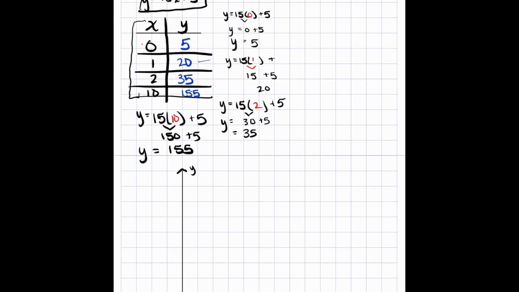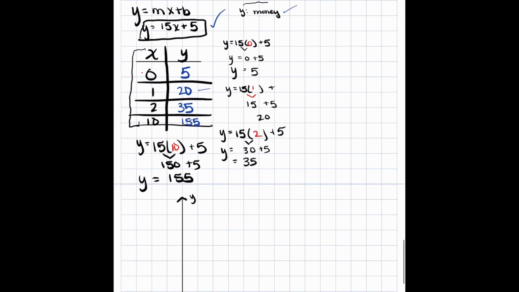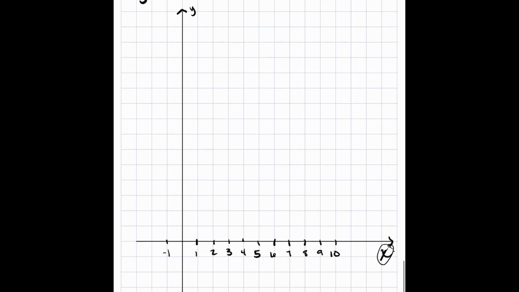Looking at my y's, 5, 20, 35, 155, I'm probably going to want to count by 5s, maybe 10s. I'm not sure if I'll be able to get this 155 point here. If I don't, it's okay. Ooh, actually I kind of do. I'm going to go ahead and count by 10s. So I have 10, 20, 30, 40, 50, 60, 70, 80, 90, 100, 110, 120, 130, 140, 150, and my y was 155. So I'm going to go ahead and just extend it a little bit.